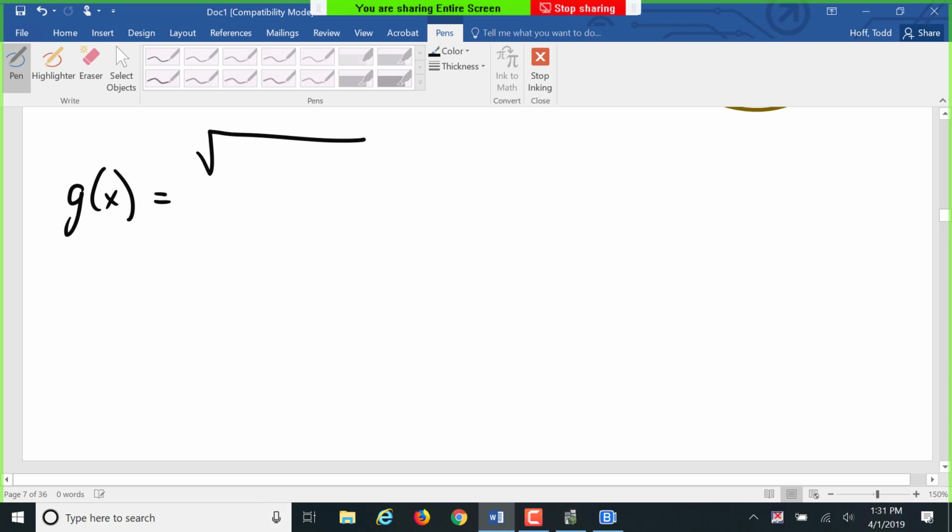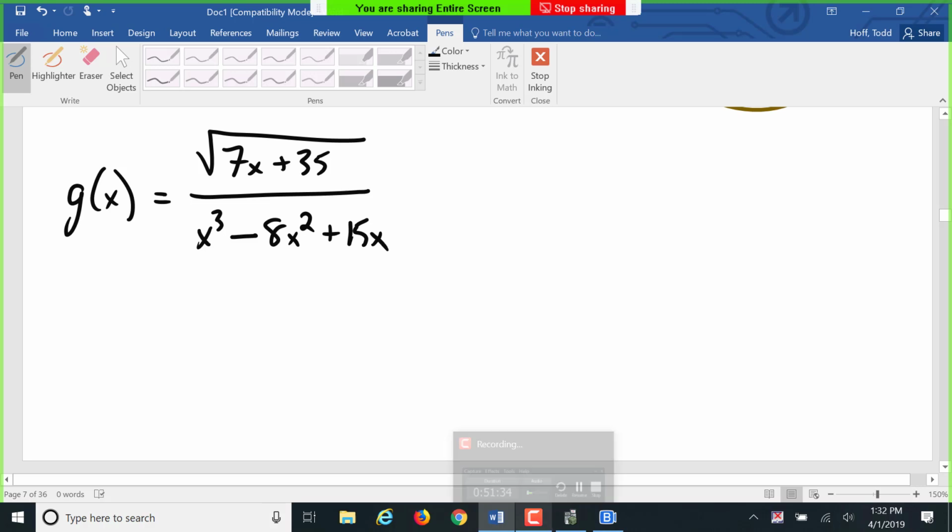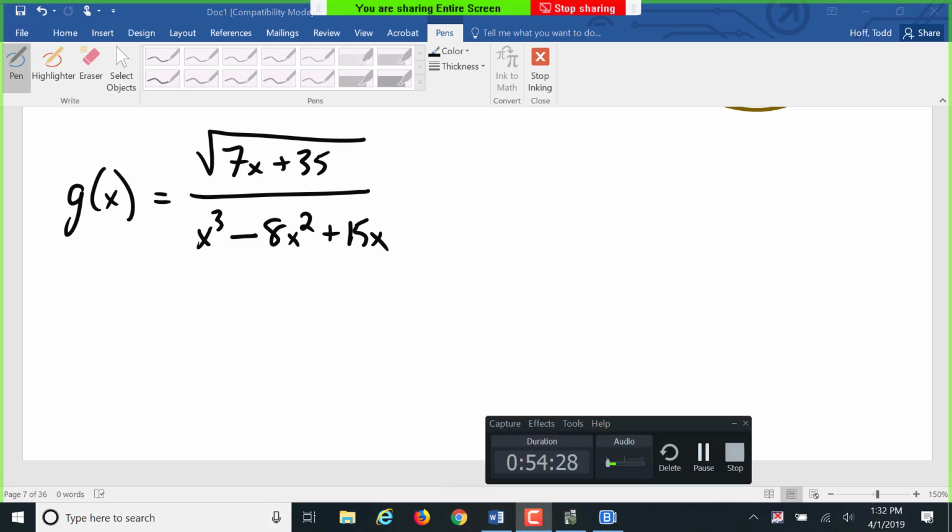g of x equals the square root of 7x plus 35 over x to the third minus 8x squared plus 15x. Want to see what you come up with there? I'm going to give you about 2 minutes for that one.